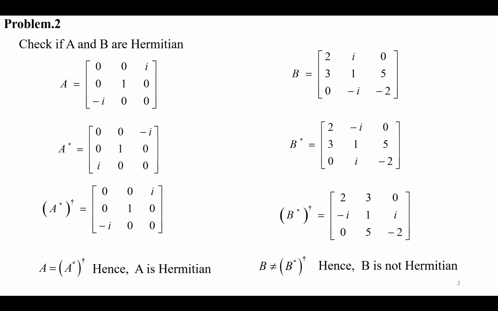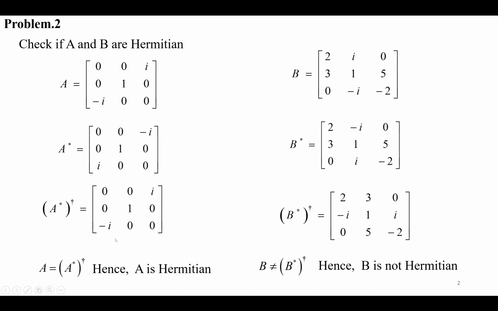Now the next idea is just take the dagger. Dagger means just change the rows into columns and columns into rows. So A star, we have already taken the complex conjugate of A, which is given as this one, and change the rows into columns. So 0, 0, minus i will become 0, 0, minus i. The first row will become the first column. Similarly, the second row will become the second column, and the third row will become the third column.